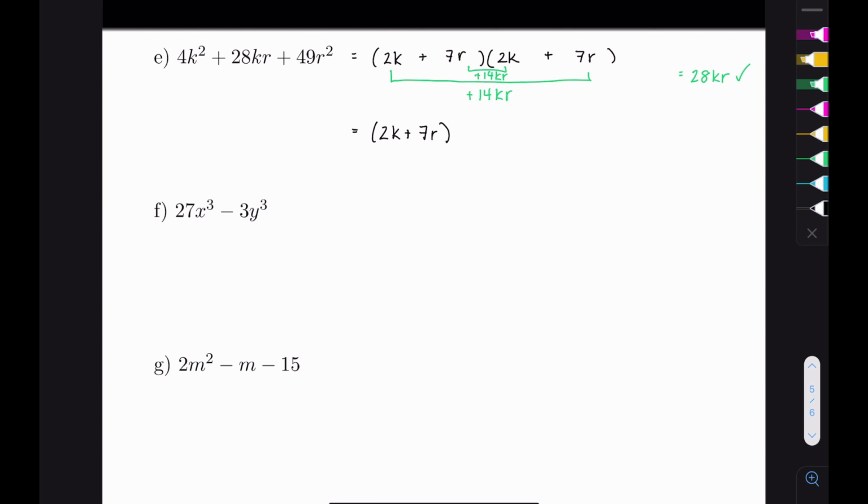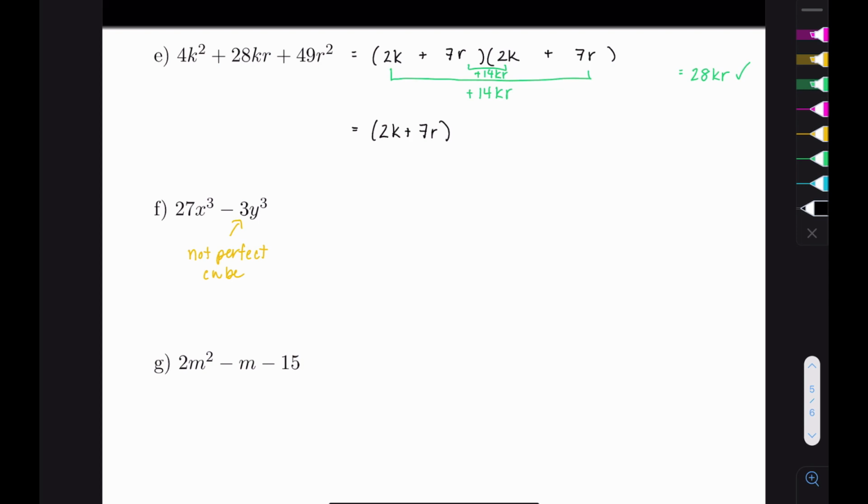For this next one, if I look at those powers, I've got x cubed and I've got y cubed. So the only thing I can really do is use my perfect cube formula. 27 is a perfect cube, so that's good. But unfortunately, this 3 isn't. So looking at this, based on the fact that this is not a perfect cube, I need to see, can I take this 3 out? And then does it leave me with something that I can continue to factor from there?